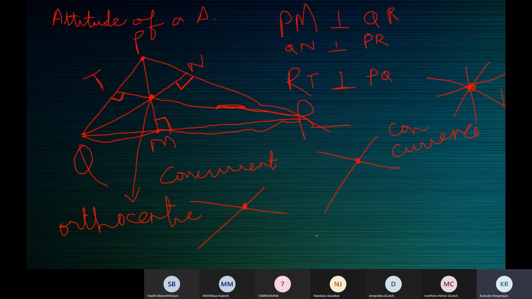But having said that, supposing your teacher asks you the point of concurrence of the three altitudes in a triangle, don't think the answer is different. Just ignore that. Take the meaning as the point where they meet is called the orthocenter.